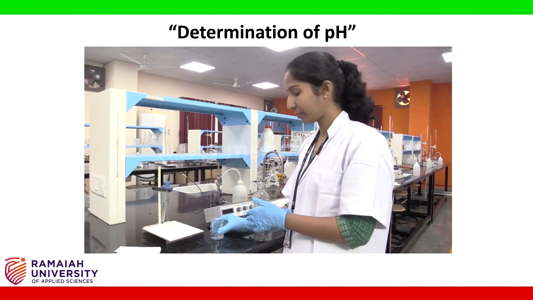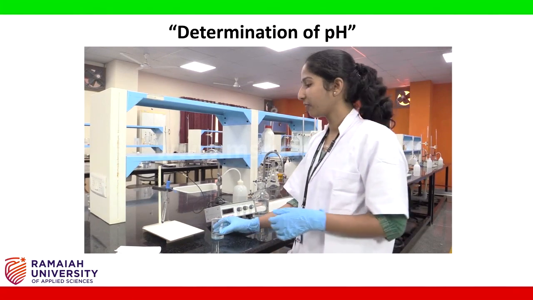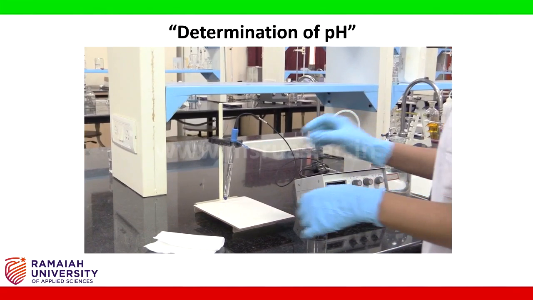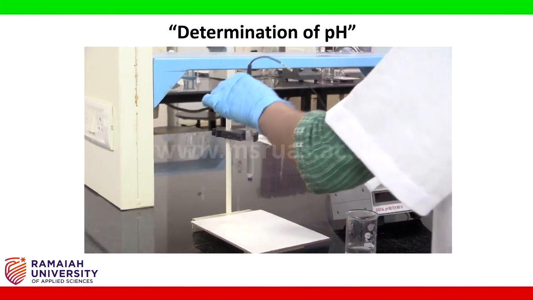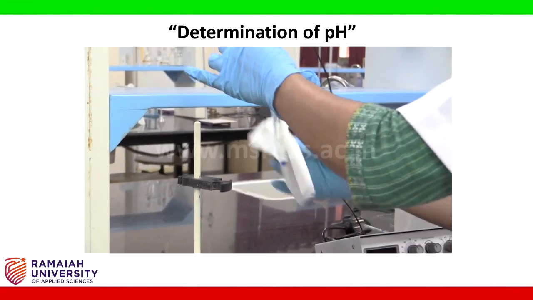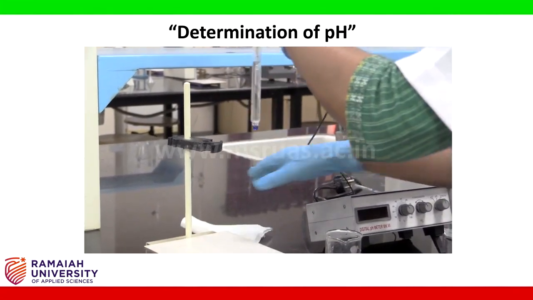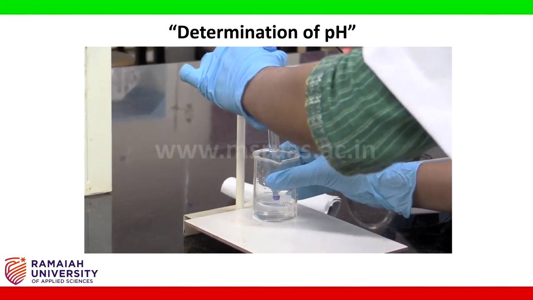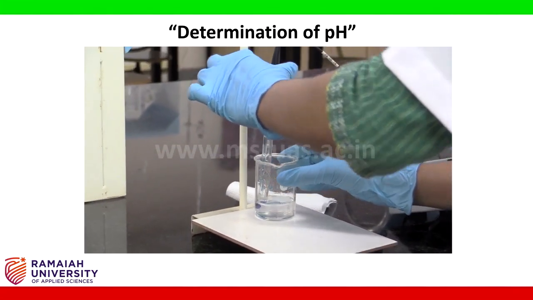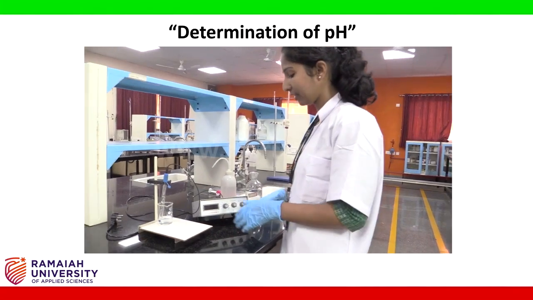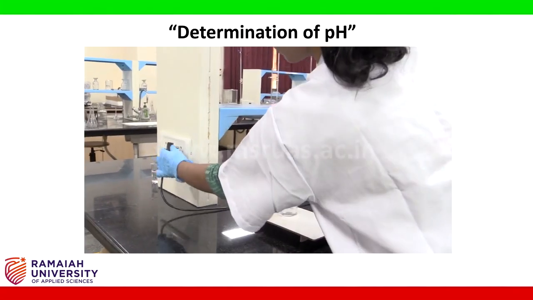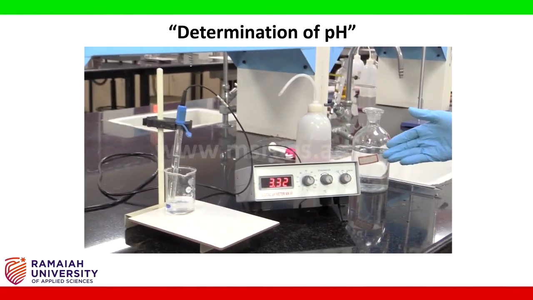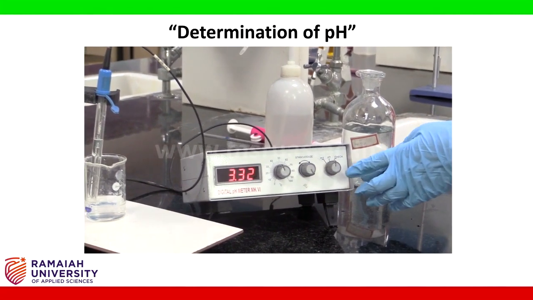After taking 25 ml of water sample in the beaker, we need to dip the glass electrode into the beaker containing water sample. Before that, we need to clean the glass electrode with a tissue. So now I am dipping the glass electrode into the water sample. Now I am going to connect the pH meter to power supply. The pH meter is already calibrated and it is set to pH mode.